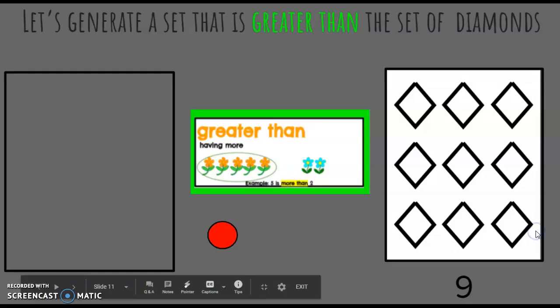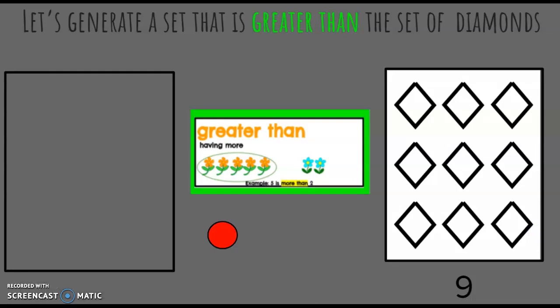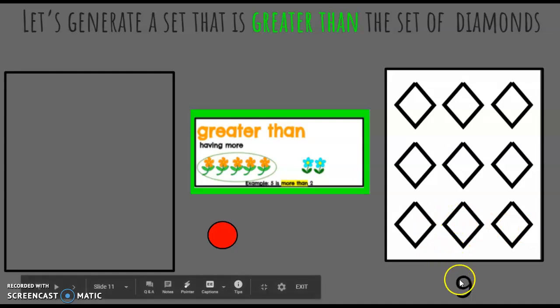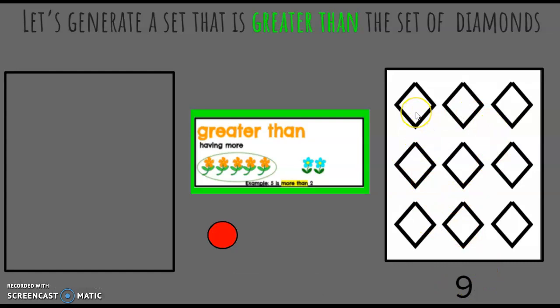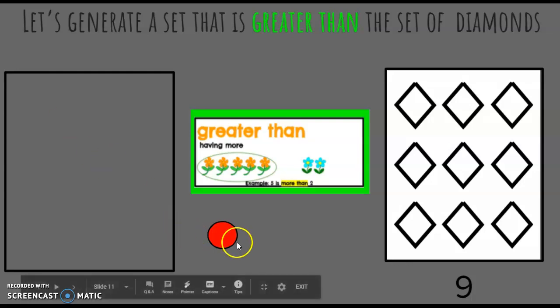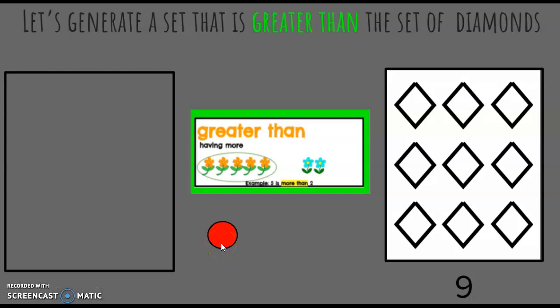All right, let's generate a set that is greater than the set of diamonds. If we look here, how many diamonds do we have? 9. We have 9. Now over here, we have to make a set of objects that's greater than 9. Ms. Blakes is going to show you how to do that. I'm going to use red counters to generate a set that is greater than the set of diamonds.